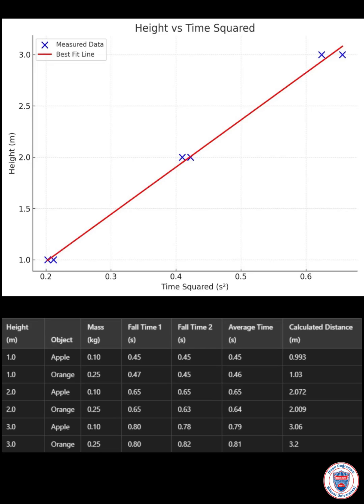These findings align well with the theoretical expectations, with only minor errors attributed to air resistance and human reaction time. In conclusion, this experiment effectively illustrates the fundamental principles of freefall and validates Galileo's theory. It highlights how the force of gravity affects all objects equally regardless of their mass.